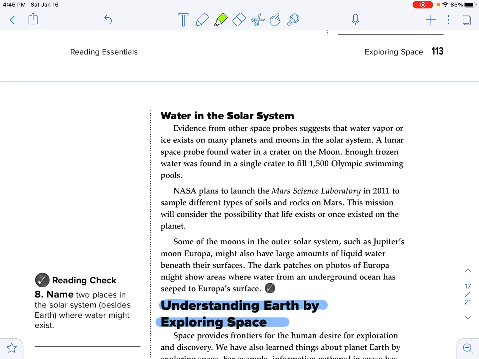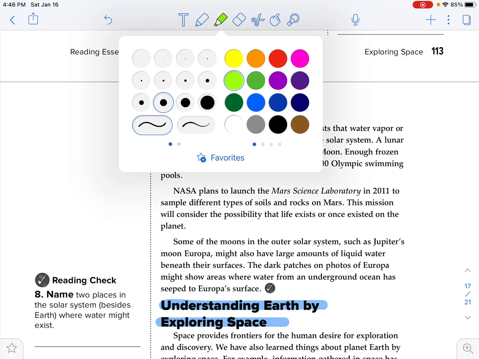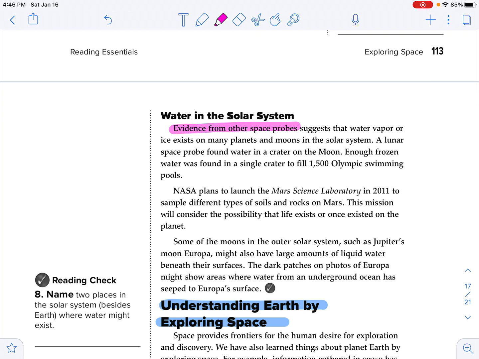Water in the solar system. Evidence from other space probes suggests that water vapor or ice exists on many planets and moons in the solar system. Let's go ahead and highlight that. A lunar space probe found water in a crater on the moon. Enough frozen water was found in a single crater to fill 1,500 Olympic swimming pools.